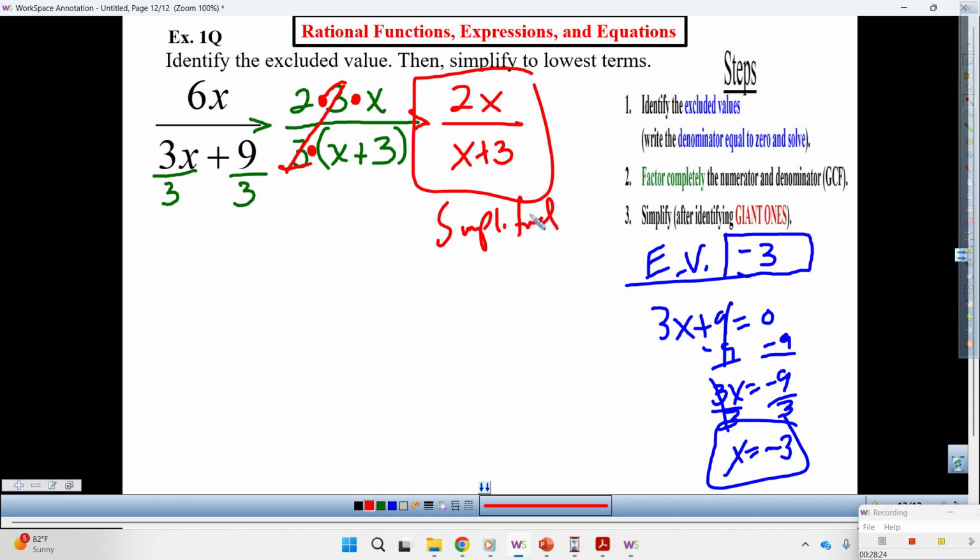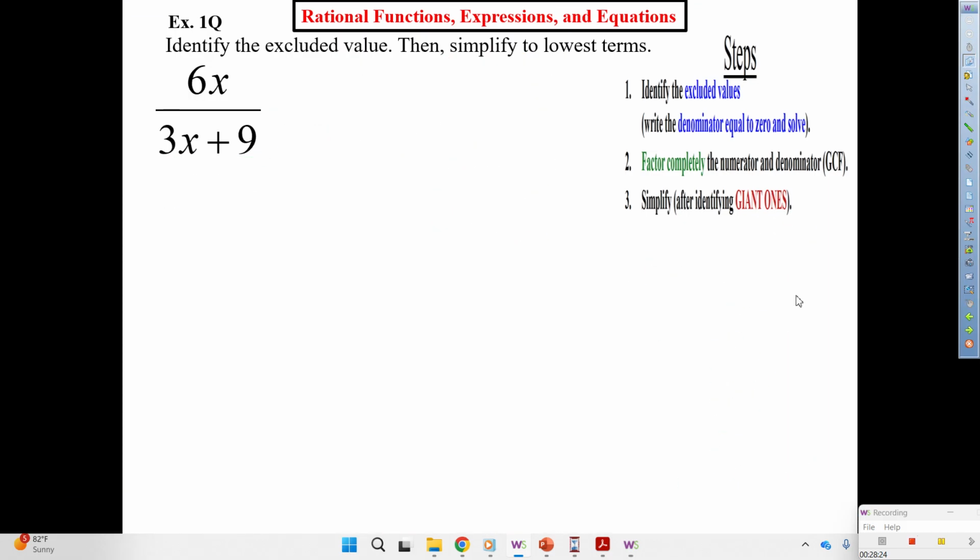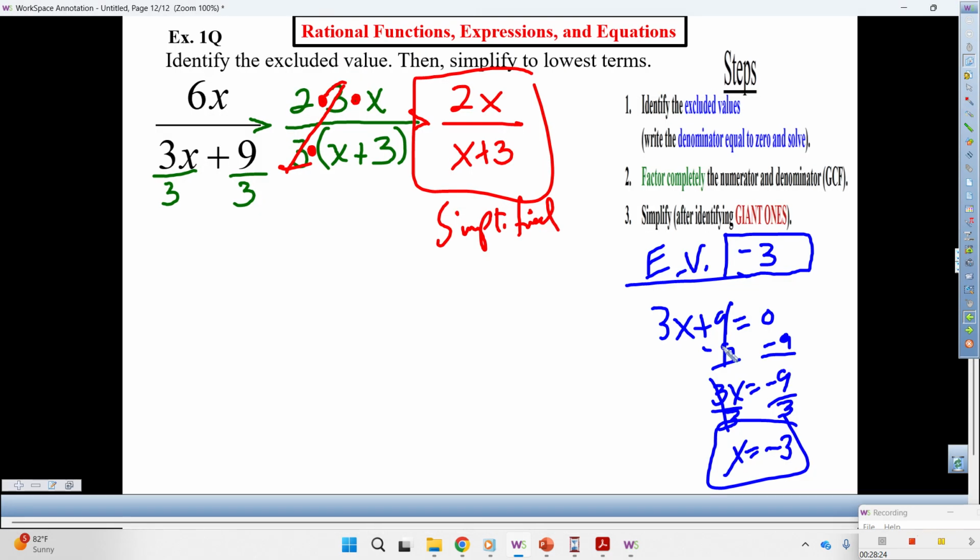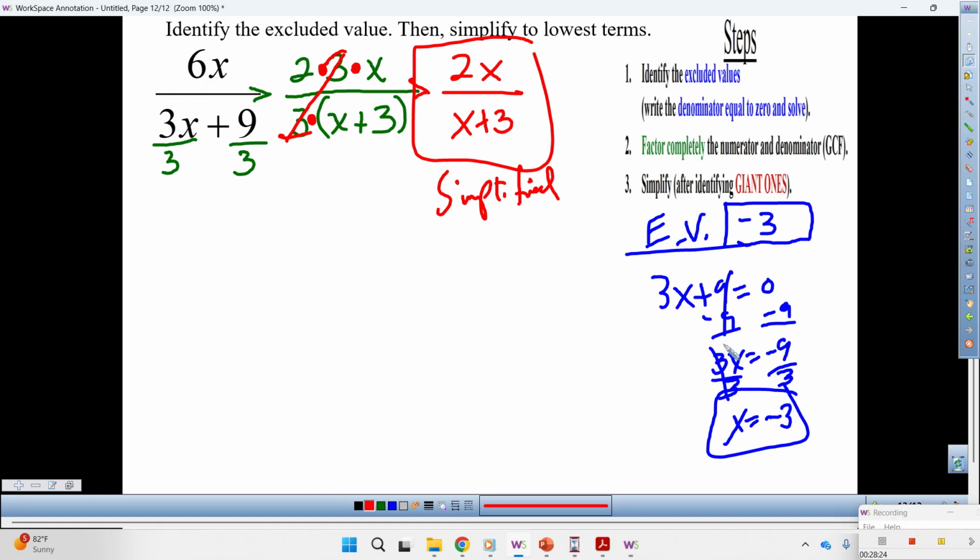Simplified. From 1 to 5, how comfortable are you with these so far? 5, 4, 3, 5, 4, 5, okay. All right, let's do another one. Okay, once again, for some of you, this is review. Yes? All right, good.